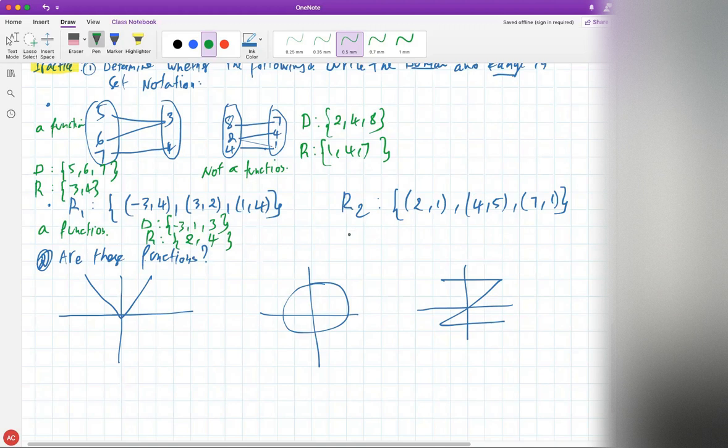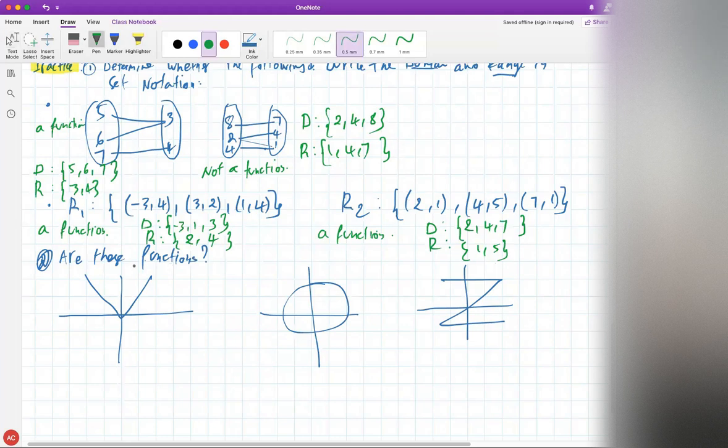Next one, the same thing. Is it a function or not? It is a function, unless you had a duplicate here. You have 2, 4, and 7, so this is a function. Now the domain and the range. The domain is 2, 4, 7. And the range is 1 and 5. 1 is repeated, so we write it once. That's how simple this is.